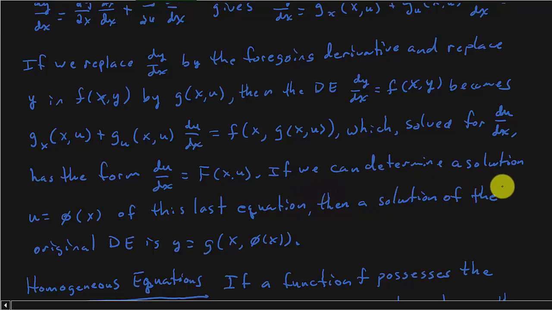If we can determine a solution u equals phi of x of this last equation, then a solution of the original differential equation is y equals g of x, phi of x.